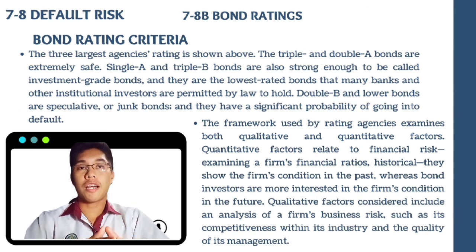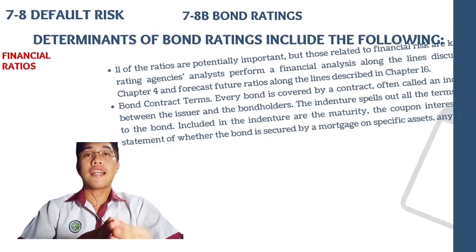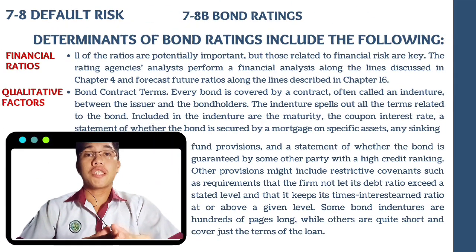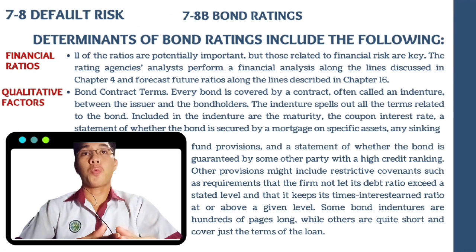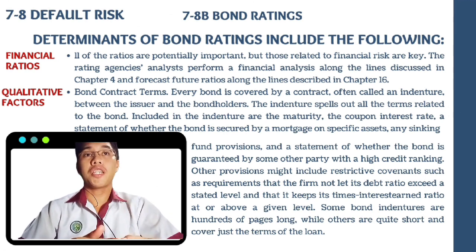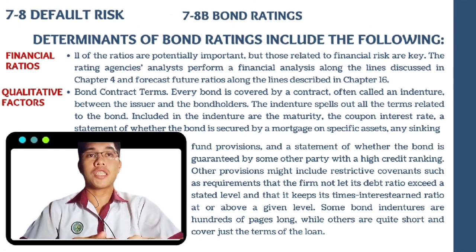Some bond indentures are hundreds of pages long, while others are quite short and cover just the terms of the loan. For the third and last type of the determinants of the bond rating, which is the miscellaneous qualitative factors. Included here are issues like the sensitivity of the firm's earnings to the strength of the economy, the way it is affected by inflation, a statement of whether it is having or likely to have labor problems, the extent of its international operation, including the stability of the countries in which it operates, potential environmental problems, and potential antitrust problems.